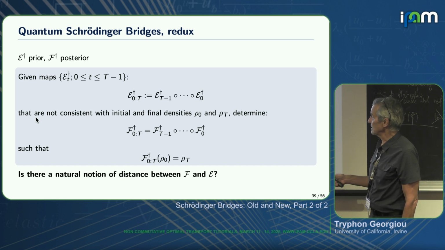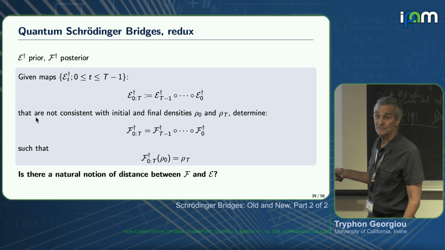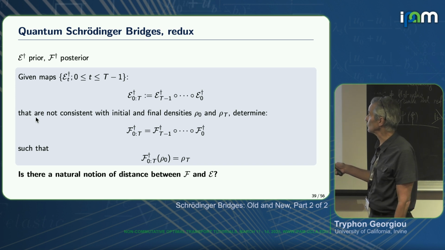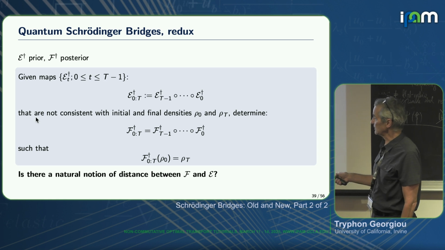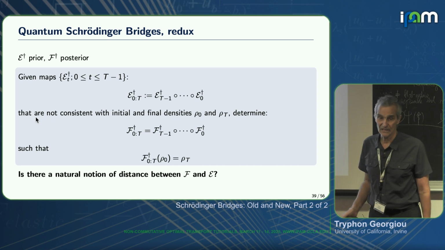And the prior is inconsistent with the final and initial densities. Here I didn't call them R tilde. So these are the ones reported, and those are not measured with respect to any specific basis. So they are arbitrary rho 0 and rho t. And then what we want is to determine an updated Krauss map that matches the marginals.